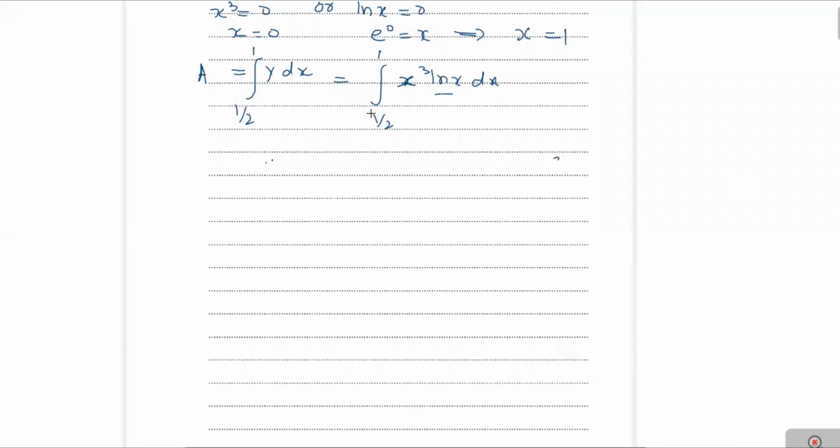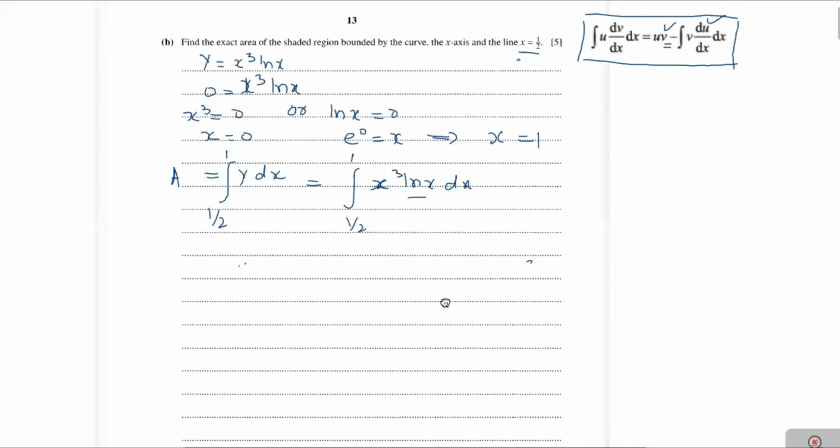Now y is x cubed ln x, so the integral of x cubed ln x dx from 1 over 2 to 1. To integrate this product expression, you can use the integration by parts formula. This formula is given in your formula sheet. Here you have to select the first term as u and the second term as dv over dx. Now we can select the first term according to this rule: the logarithm is taken as the first term, and algebraic is second in preference.